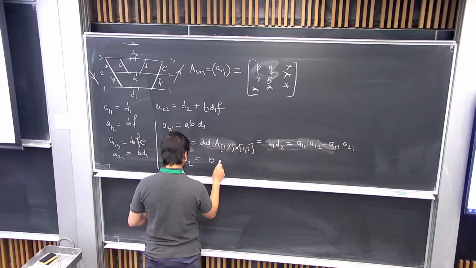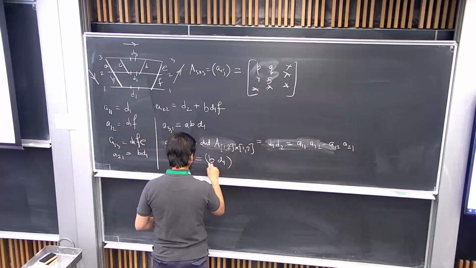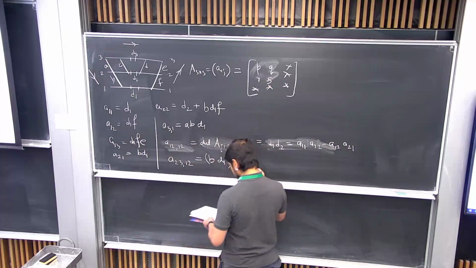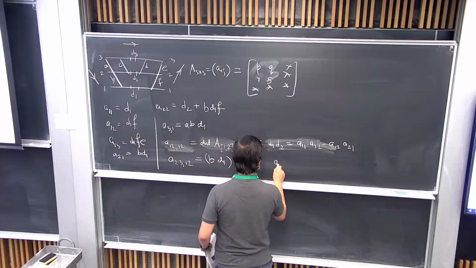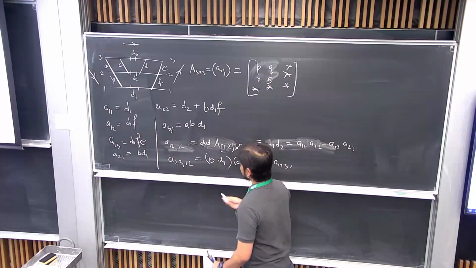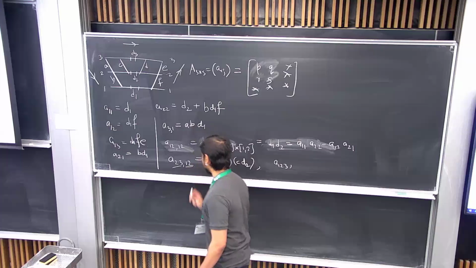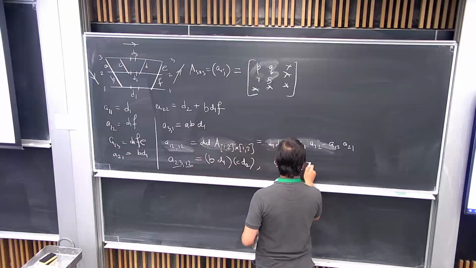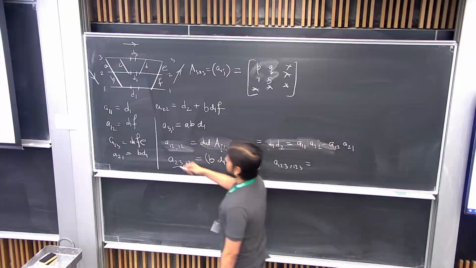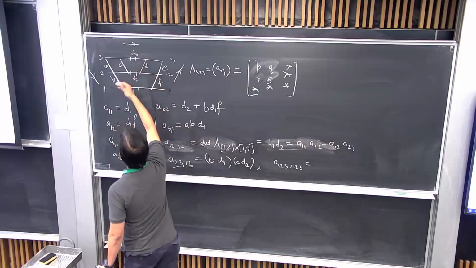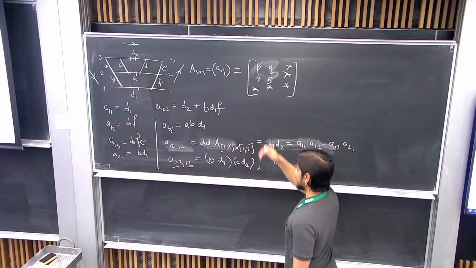Similarly, this is B times D1 times C times D2. And finally, the determinant of the matrix. These little A2, 3, 1, 2 refer to the determinant corresponding to these rows and these columns. And the determinant is going to be just D1 times D2 times D3, because there is only one way to move from 1, 2, 3 there to 1, 2, 3 here.